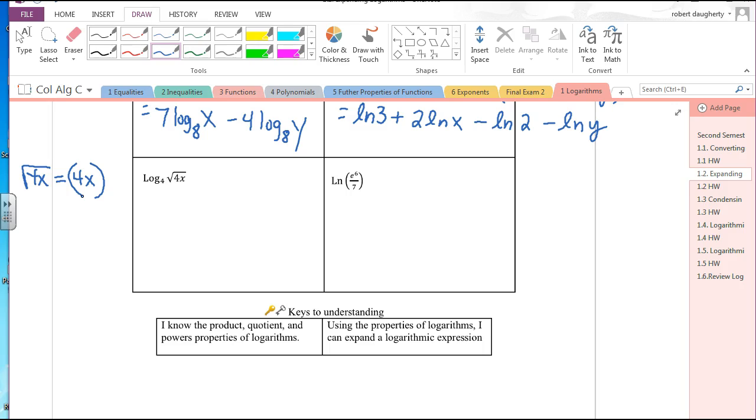What is the square root of 4x? It's 4x to what power? Somebody. Come on, guys. I will wait for this one. Square root of 4x.